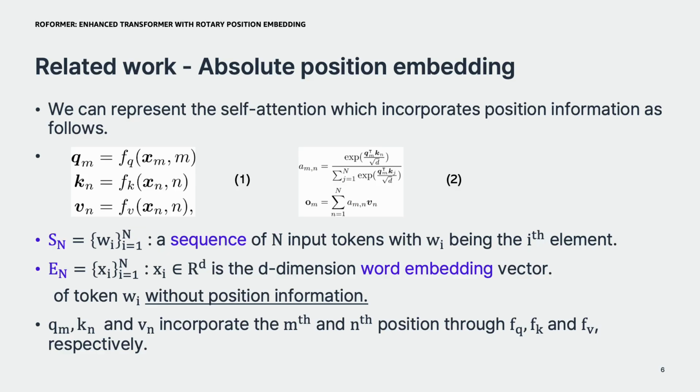Next, I will explain the position embedding methods that have been proposed so far. They can be broadly divided into absolute position encoding and relative position encoding. Let us first look at absolute position embedding. In the original version of the transformer, positional information was incorporated simply by adding it to the word embedding. For example, the vector corresponding to each position was added to the word embedding.